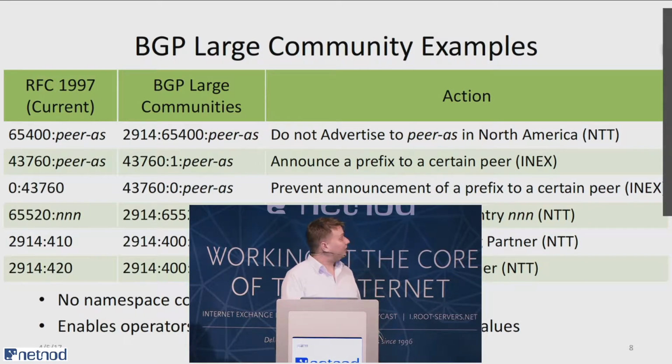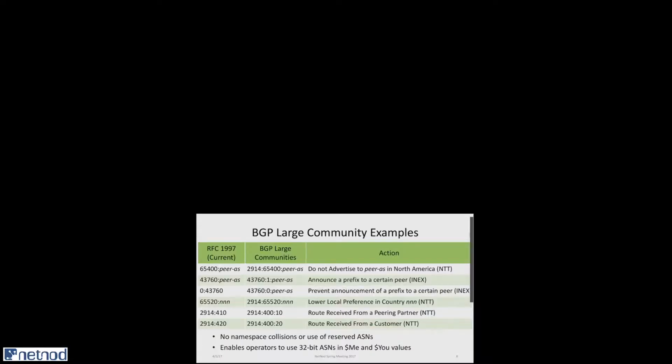But with large communities, we can just stick 2914: in front of the thing, and now it's in our own globally unique namespace. That means that if we do M&As, there will be no collisions, because the acquired network will have done something similar and used their own ASN. The second nice thing is that because that third field is a 32-bit value, we can now allow this feature to work for 32-bit ASNs, while in classic communities, the feature only worked towards 16-bit ASNs. So that's two big operational issues solved with this new community style.